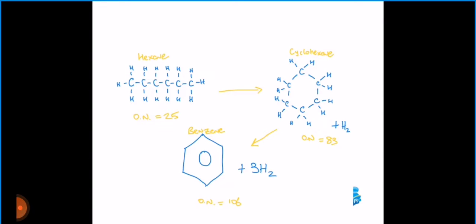So here's an example where we start with hexane that has an octane number of 25. If it undergoes dehydrocyclization, it can go to cyclohexane, which has an octane number of 83, but this cyclohexane could also undergo dehydrocyclization to form benzene, which has an octane number of 106. And you'll see each time dehydro means that you're losing the hydrogens and forming a ring.